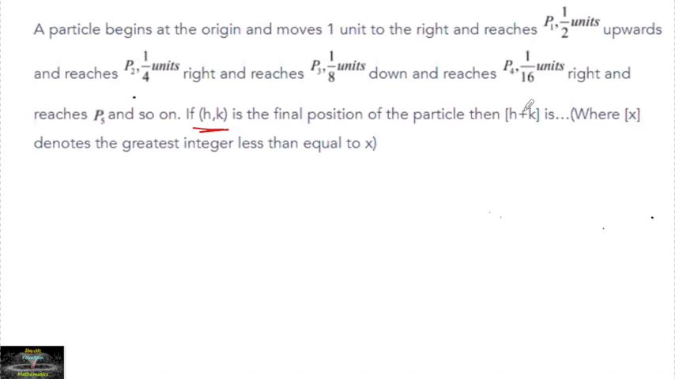It's the greatest integer function. So step of h plus k is how much? Let us see in the diagram.